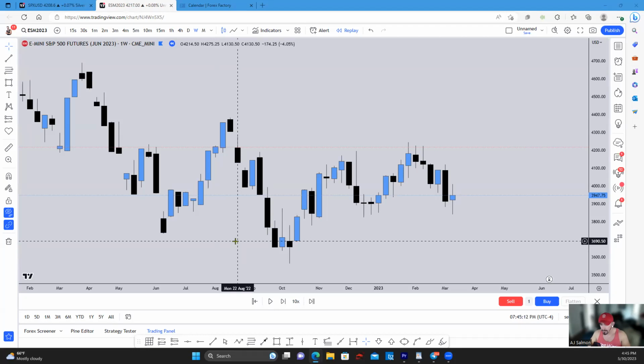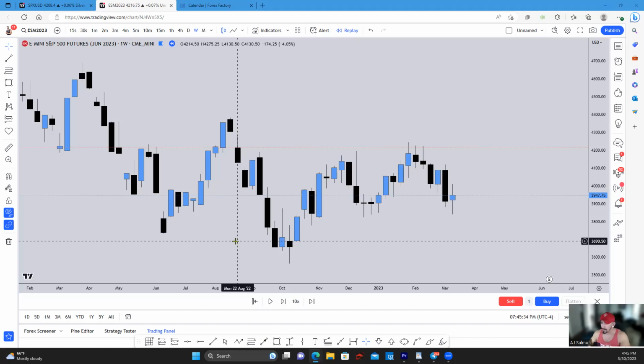But with the right psychology, the right risk management, and the right strategy, it's just a matter of repetition, backtesting, practicing, forward testing, and just continuing to get better and better and better and practicing this over and over again. Okay. So what you want to do is we're going to start on the weekly chart.